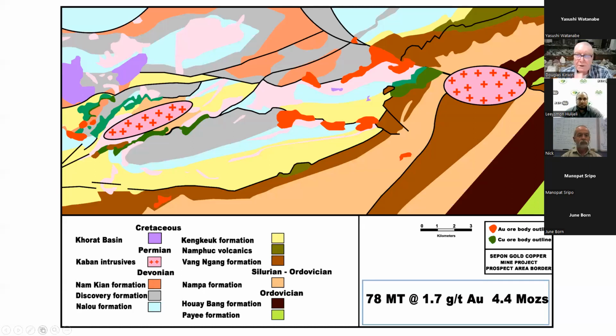If we look at a geologic plan, this scale is approximately 25 kilometers from east to west. The pink crosses represent intrusions. The green areas are copper mineralization, and generally outboard of those, we have the red areas, which represent the sediment-hosted gold mineralization.